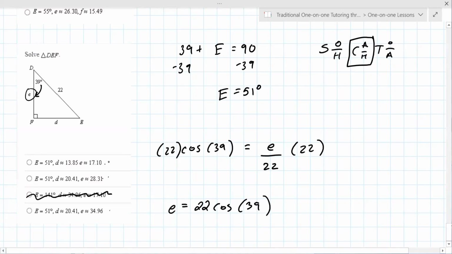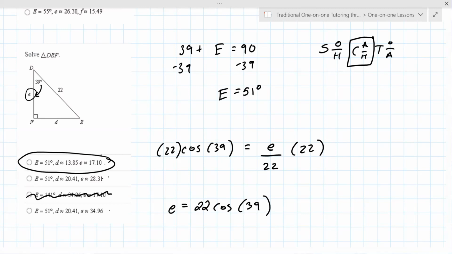17.09. Very good. So it looks like it's that first option there. If this were a free response, we would have to go and find the other side, but since it's multiple choice, you only had to find one of the missing sides, it looks like.